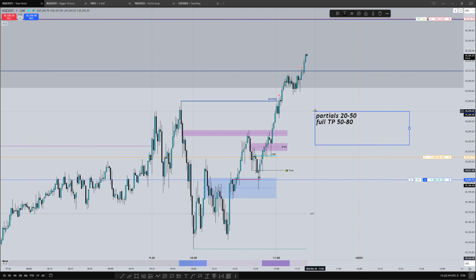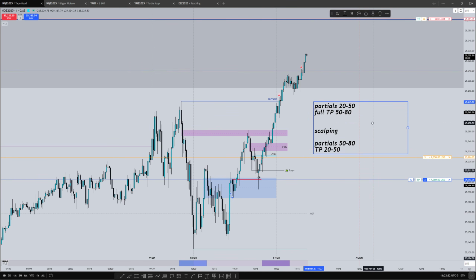And when I'm scalping, it's going to be more so partials 50 to 80, full TP 20 to 50. Okay, so that's the way that I'm doing it. Now, the PDRs that I'm looking for are all normally the same: 15-minute swing high, swing low, 1 hour gap, whatever. But that may be my full TP. Then I'm going to take 20% off here on this 5-minute swing high or 5-minute gap.